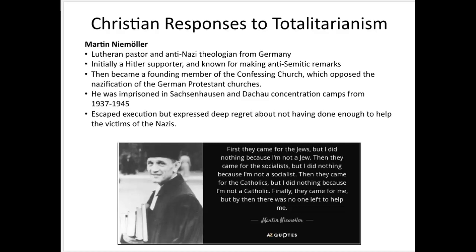He was a Lutheran pastor and an anti-Nazi theologian from Germany. However, initially he supported Hitler, and he was known as being an anti-Semitic person who was against Jewish people. Then he became a founding member of the Confessing Church, the church that opposed the Nazification of German Protestant churches. He was imprisoned, sent to two different concentration camps, but he escaped execution and expressed deep regret about not having done enough to help the victims of the Nazis.